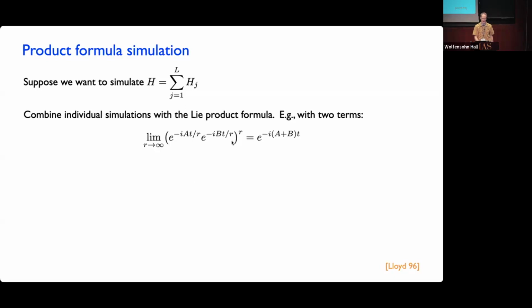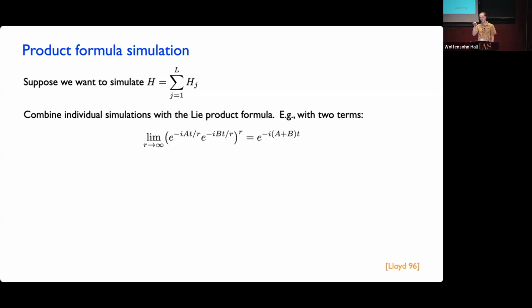So in this case where we just have, let's say, h equals a plus b, you can evolve according to a for a little time, let's say t over r, evolve according to b for a little time, t over r, and if you go back and forth a total number of times r, then in the limit that r goes to infinity, you're going to reproduce the dynamics. This is the Lie product formula.